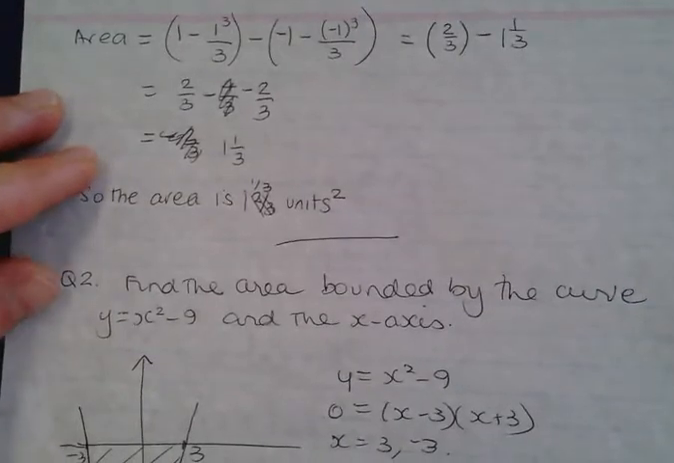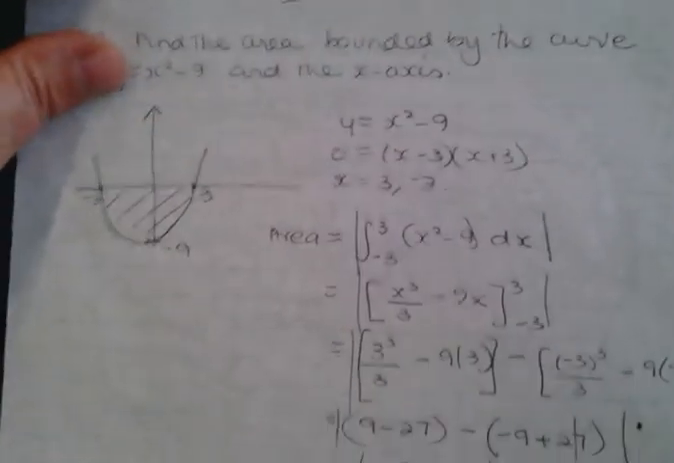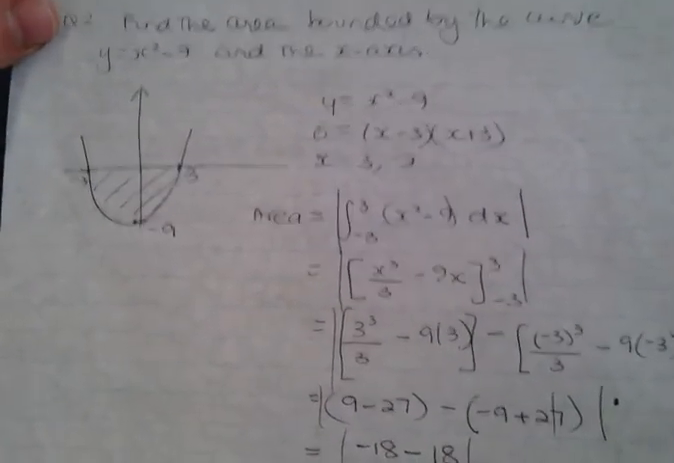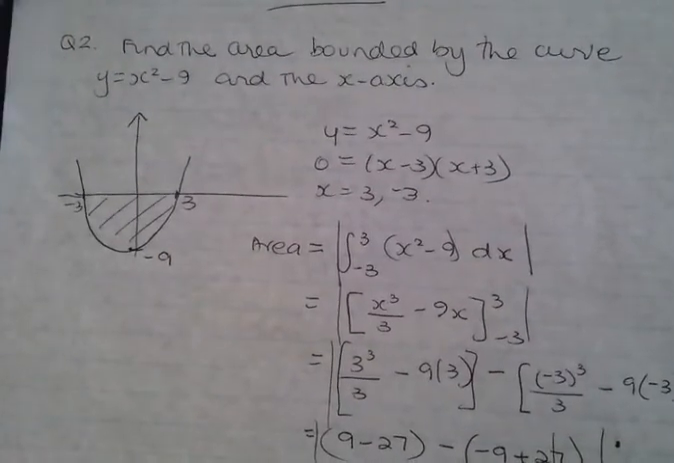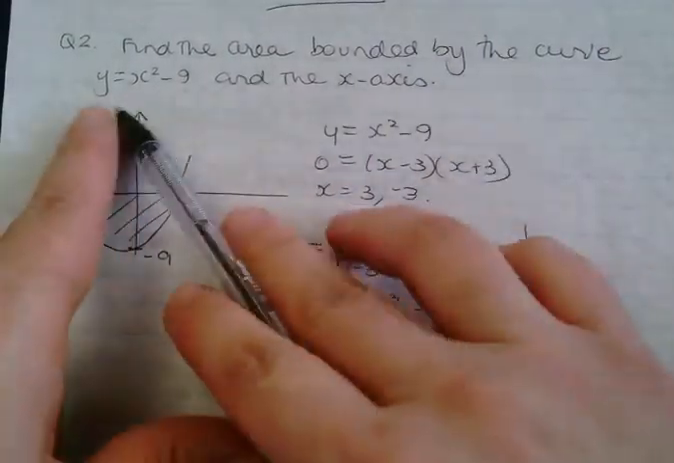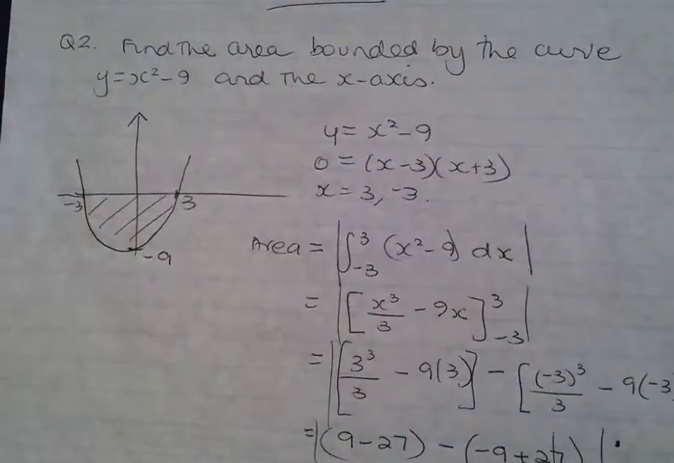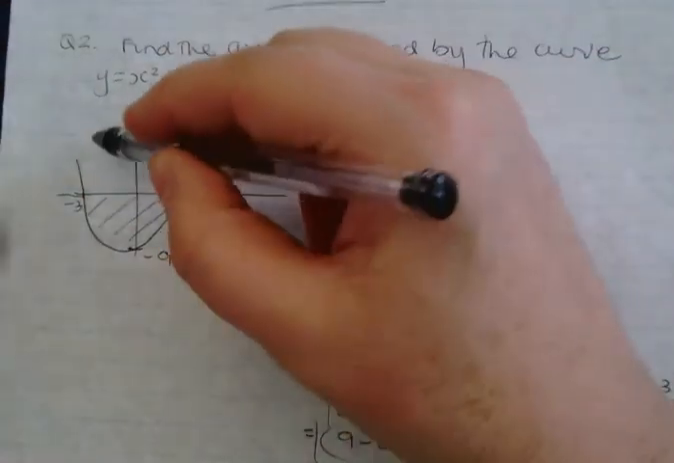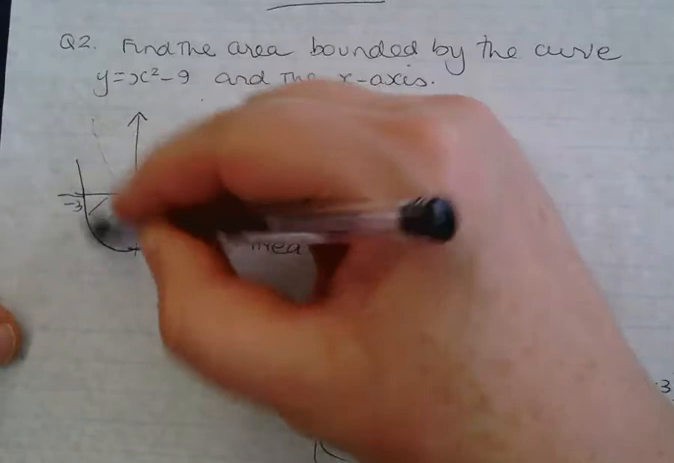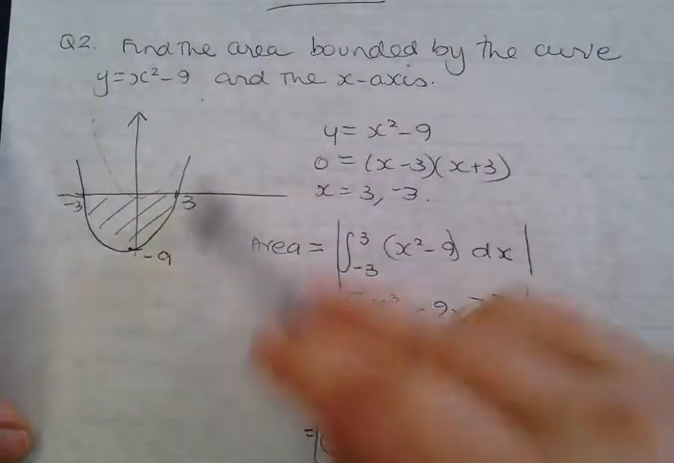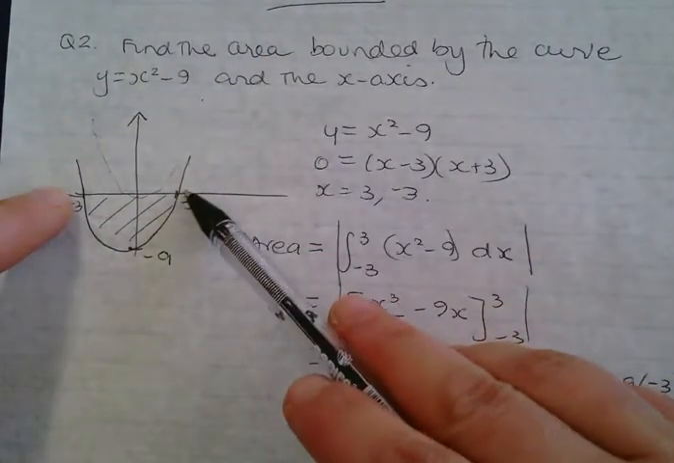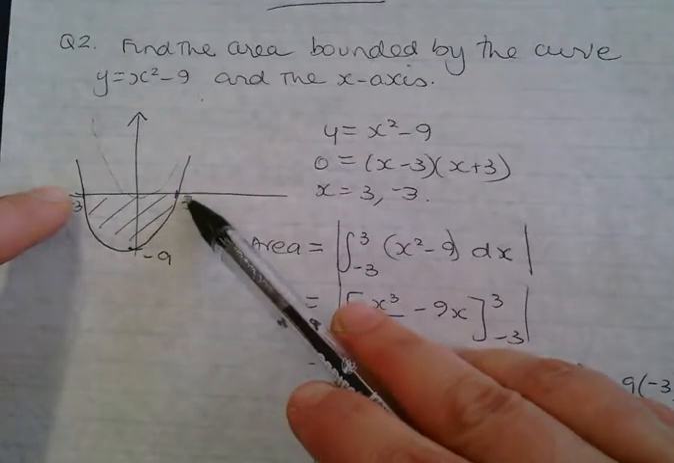Now, this is just question 2 from the same exercise. Find the area bounded by this curve and the x-axis. Well, this is y equals x squared minus 9. X squared is up here, shifted down 9 units, would be down there. If you want to know where it cuts the x-axis, you have to know where it cuts the x-axis.